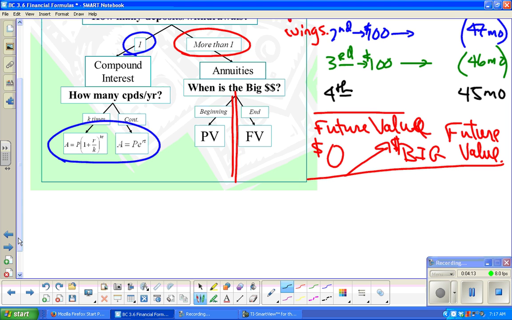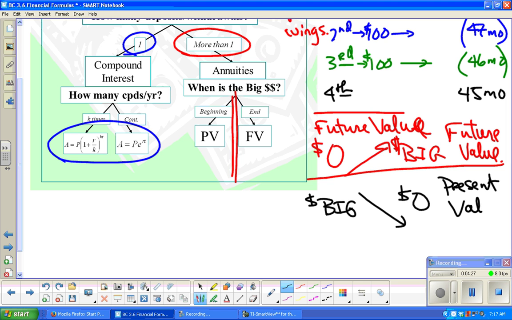If the money starts out big, say I have an account with $1 million in it, and then I start making withdrawals down to $0, this is called a present value problem, because the big money is in the present. It's like a chunk of money sitting in the bank that Grandpa left me, and now I'm going to take out $100 a month as pocket money over the next 20 years or 5 years or whatever. So the big money happens at the beginning.